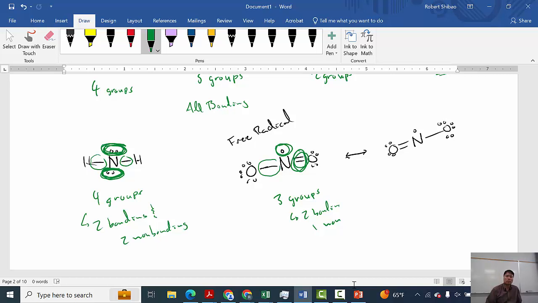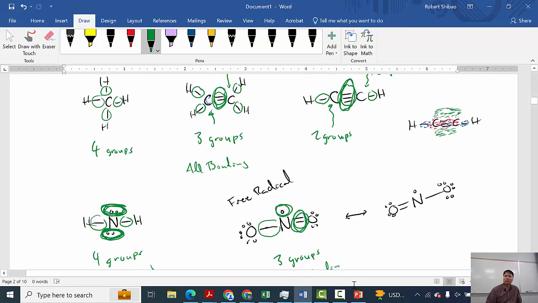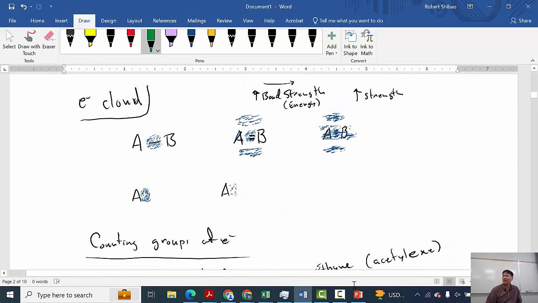Does the lone pair, the free radical, have more cloud density than the bonding pair? Yeah, it would be more concentrated. But it depends on the polarity. It would be kind of comparable to, let's say, a single bond.